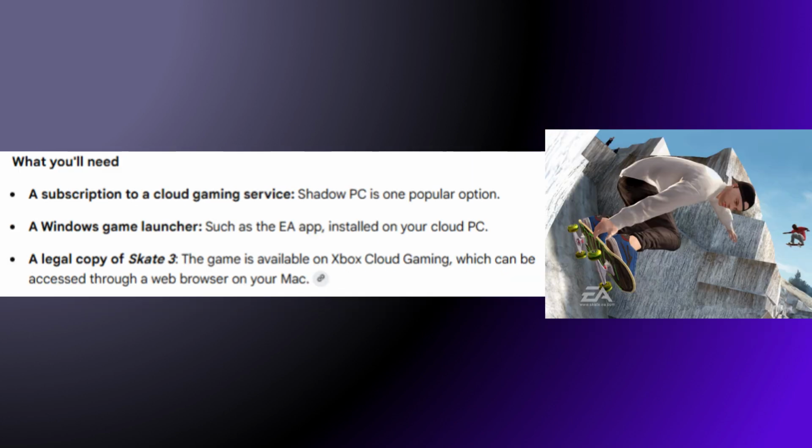Next, Method 2, using a cloud PC streaming service. What you need: a subscription to a cloud gaming service such as Shadow PC, a Windows game launcher such as the EA app installed on your cloud PC, and a legal copy of Skate 3. The game is available on Xbox Cloud Gaming, which can be accessed through a web browser on your Mac.